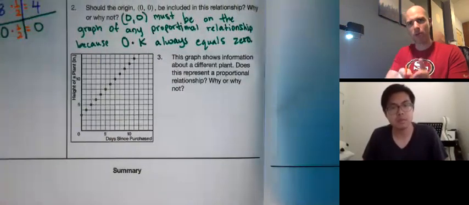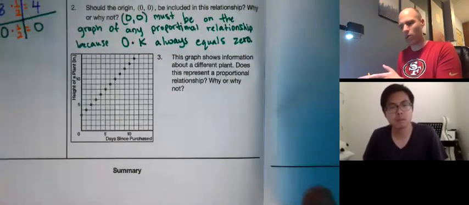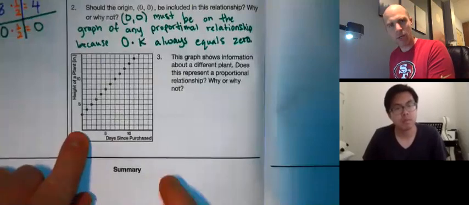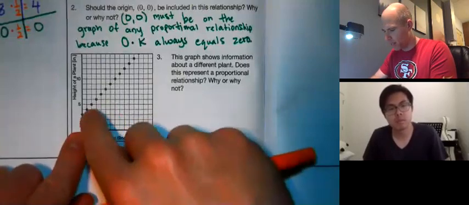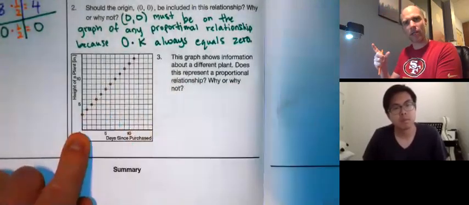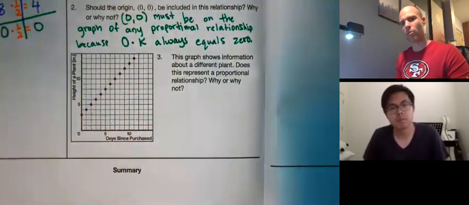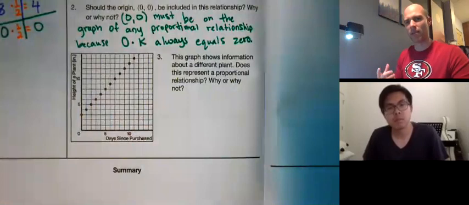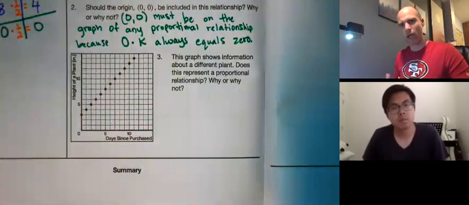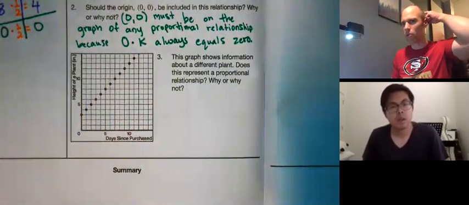Because of that whole 0 times your constant is always going to equal 0 business. But this one, like this line is obviously above and missing the origin. So to me, that's like the first clue that this probably isn't proportional, but I don't know if that's enough to say for sure. So where do you think we could go from here to check, to be super sure?